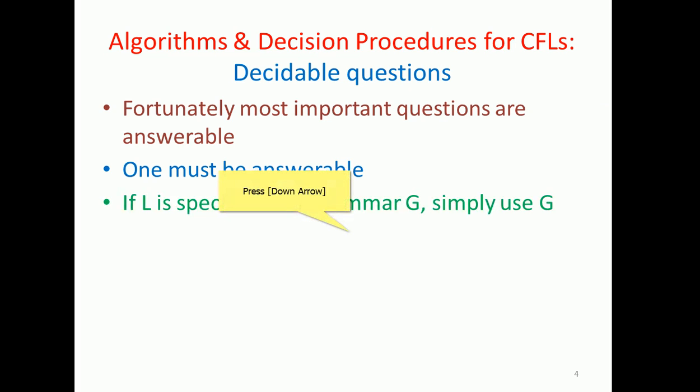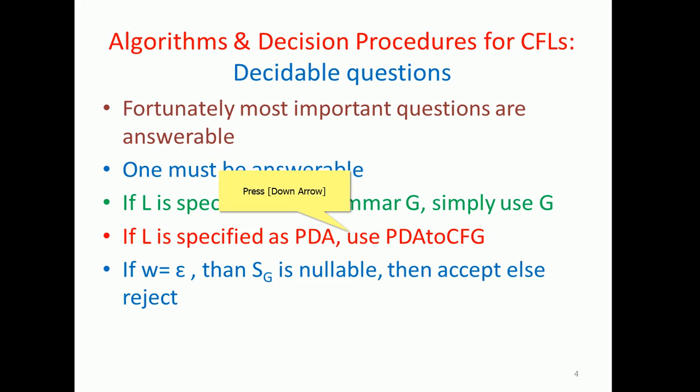If language L is specified as a grammar G, that is the grammar notation, call it G, the language is L. If L is specified as a pushdown automata, use pushdown to CFG conversion. Some of the authors wrote routines for conversion from pushdown automata to context free grammar. If L is specified as a PDA, then it is possible to convert it into a context free grammar.